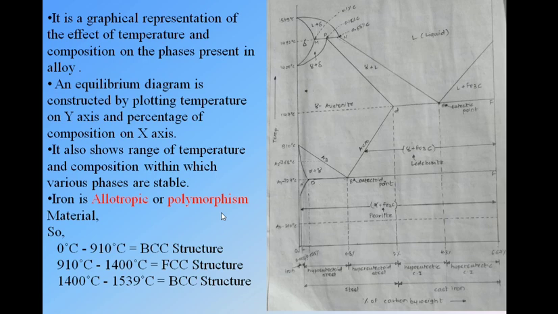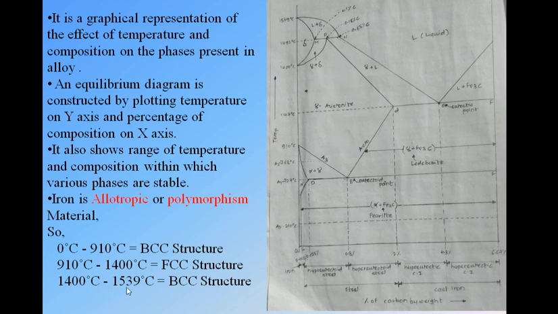As we have studied in the first lecture of this chapter, that is what is called allotropy or polymorphism. This is where the material has the same composition but a different crystal structure. So see here what they have given: from 0 degrees Celsius to 910 degrees Celsius, whatever phase is below 910 will show the BCC structure, that is body centered cubic structure. And from 910 to 1400 degrees Celsius, this will show the FCC structure, that is face centered cubic structure.